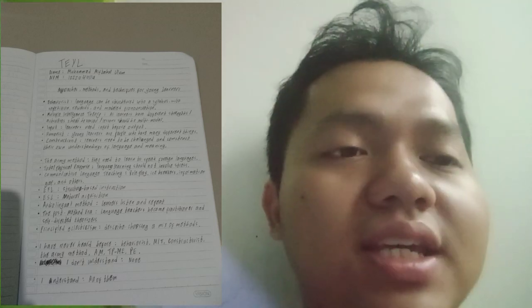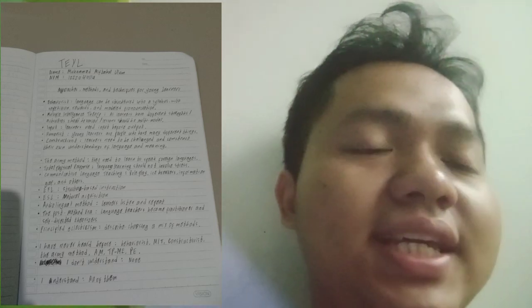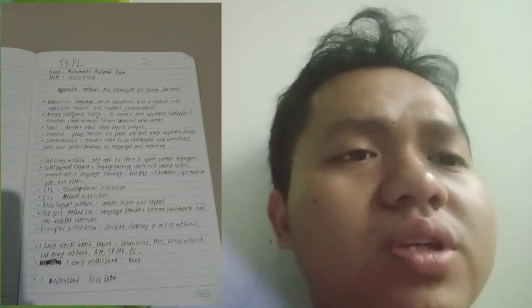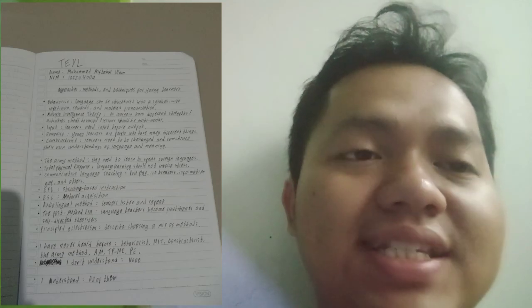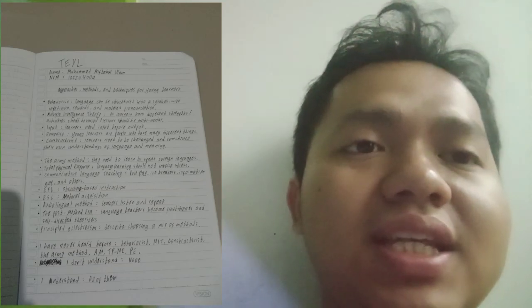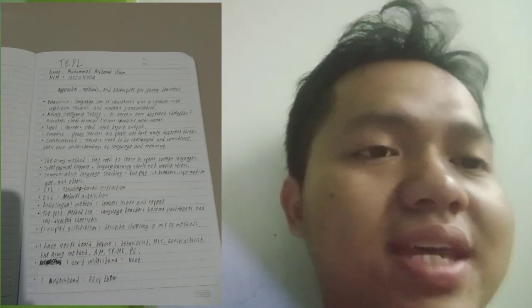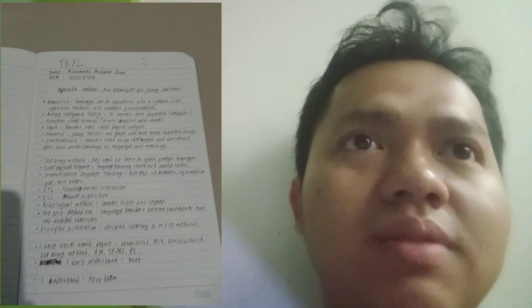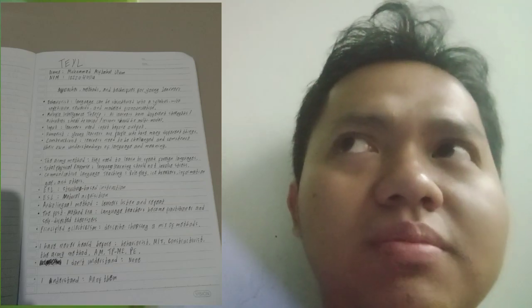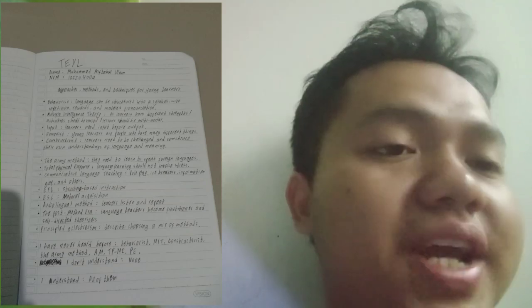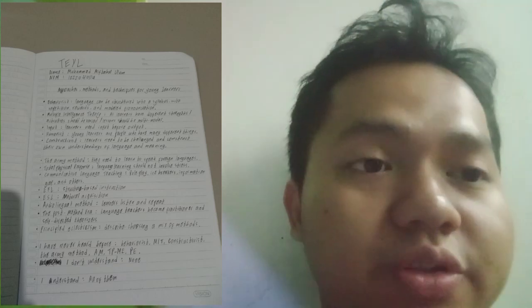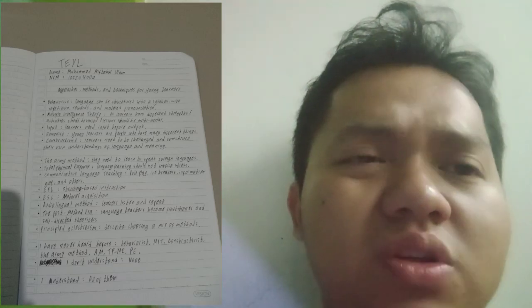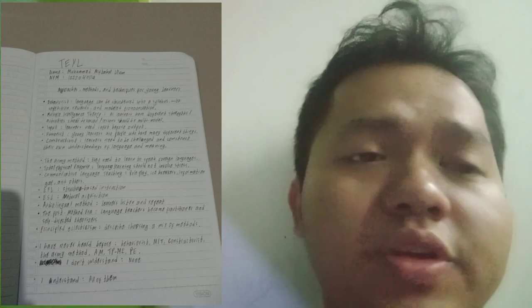And then the second is contextual learning. It means that we have to give the young learners English materials that always happen in their life. Contextual can also mean reality. So what we are going to teach is based on their reality or their life.